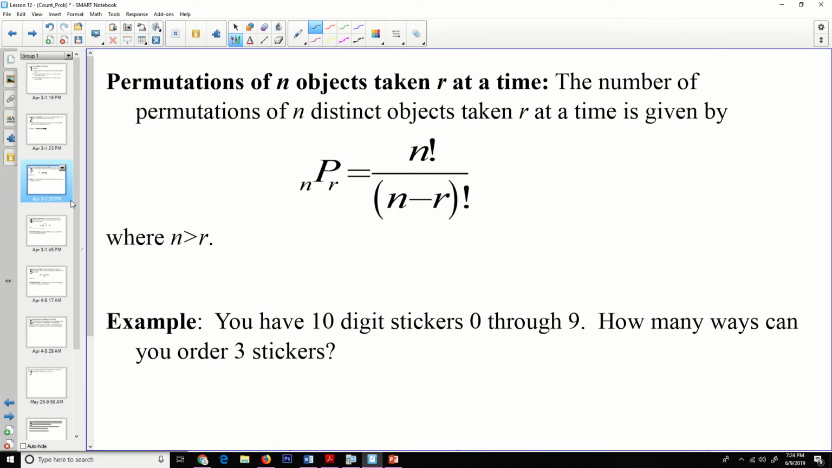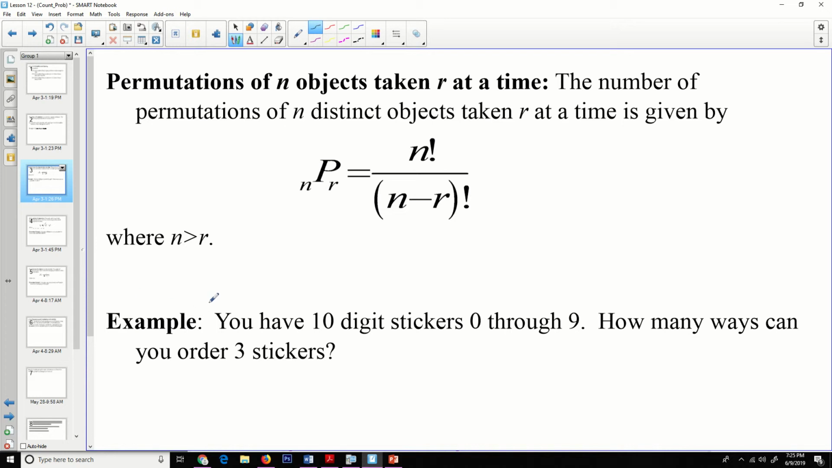The next thing, permutations of n objects taken r at a time. The number of permutations of n distinct objects taken r at a time is given by this equation here. You're not going to be asked to use that particular equation because we're going to use the graphing calculator. So you're never going to have to memorize this equation, but we are going to do it in the graphing calculator. So always make sure that n has to be greater than r because you can't take more objects than what there are in your group.